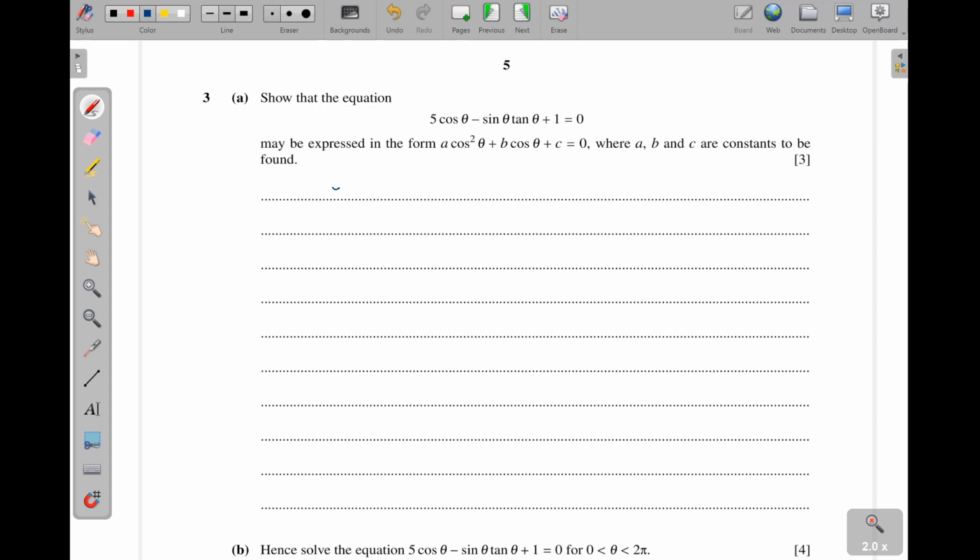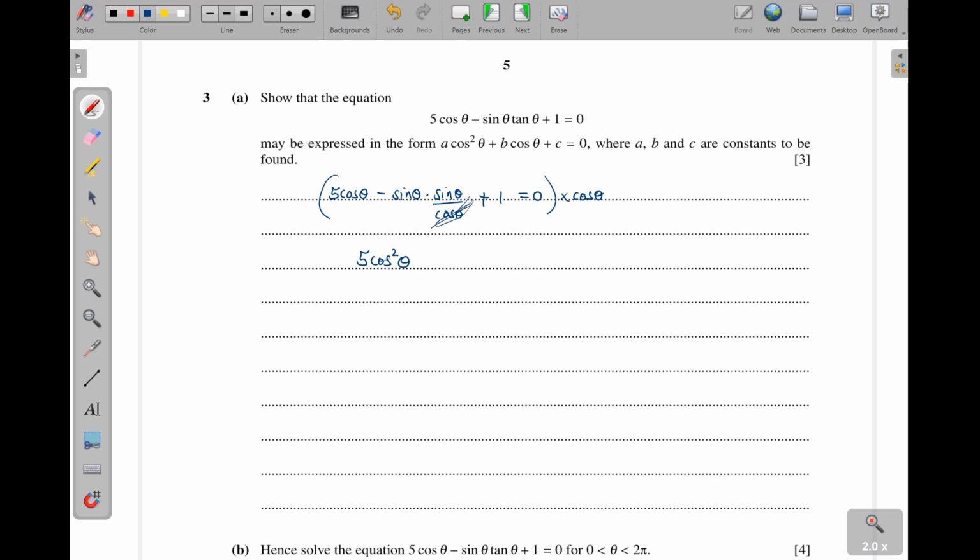Okay, so here we have 5 cosine of theta, but since this one is in terms of cosine, then where there is sine and tan, I have to express them in terms of cosine. So tan is the same as sine over cosine. Then there is plus 1 here, equal to 0. Now since we have this denominator, cosine of theta, it is the one that I'm going to multiply all through. So when I multiply all through, this one will become 5 cos squared of theta.